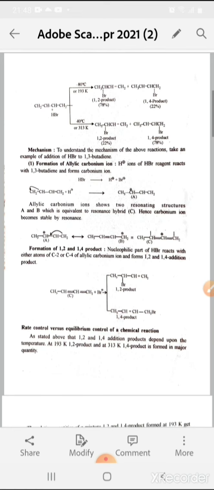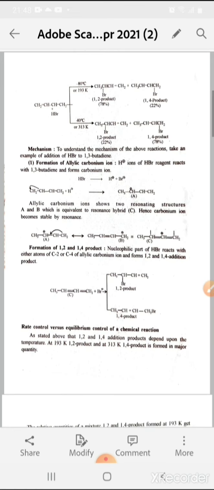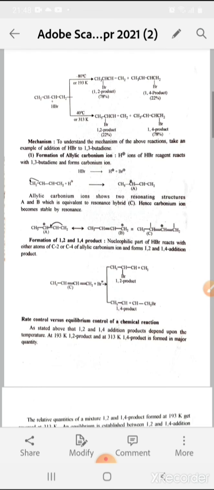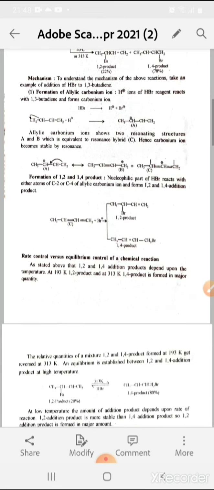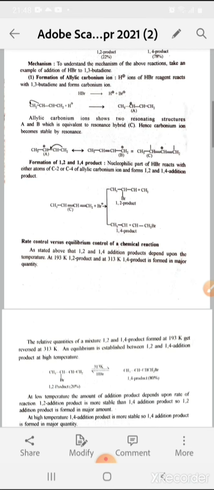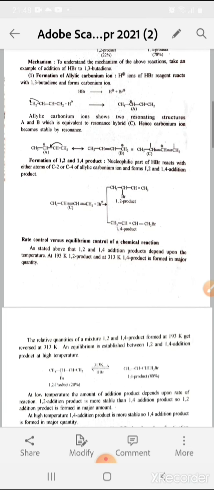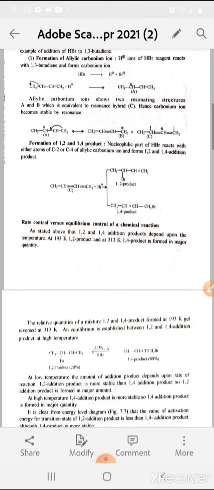Now we come to the formation of 1,2 and 1,4 product. Nucleophile part of HBr, that is bromide ion, attacks either atoms C2 or C4 of the allylic carbonium ion and forms 1,2 and 1,4 addition product. Now we come to rate control versus equilibrium control of a chemical reaction. As stated before, 1,2 and 1,4 addition products depend upon the temperature.